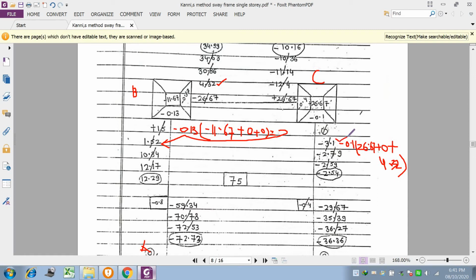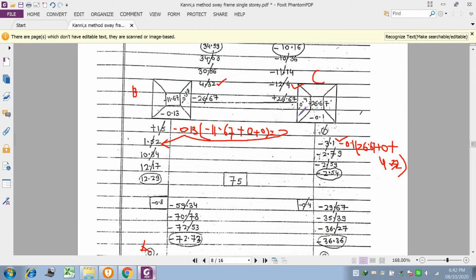So the answer is 3.1. Now for this calculation, you only have to replace the rotation factor value of minus 0.1 with minus 0.4. For this calculation you write minus 0.4, the rest of the things are the same, then you will get the value of 12.4. By this the first iteration will be over.